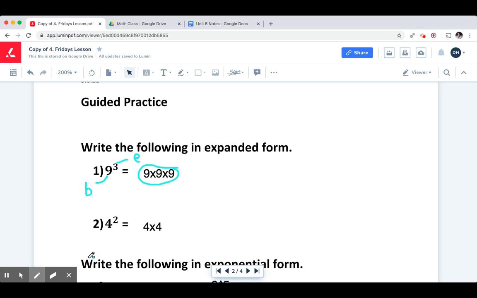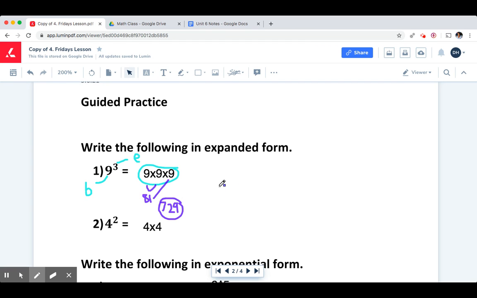If we were going to solve that, we would first do 9 times 9 to get 81, and then we would do 81 times 9 to get 729. Notice that we did not multiply our base times our exponent. The answer is not 9 times 3. And we did not add 9 plus 9 plus 9.